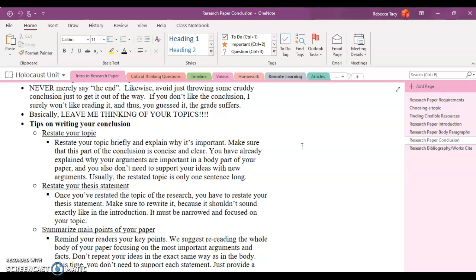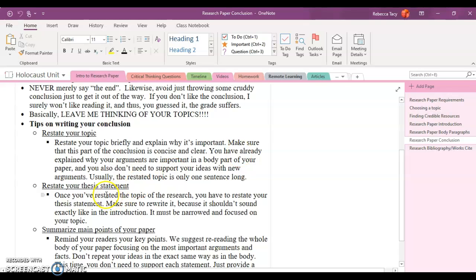The example that I've been doing is extermination camps. I knew what my three body paragraphs were going to be about. So maybe my restated topic about my paper would be something along the lines of many different peoples perished in Nazi extermination camps. Bam. Statement restated.